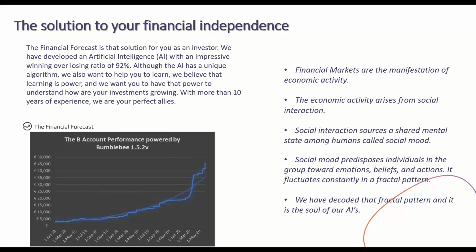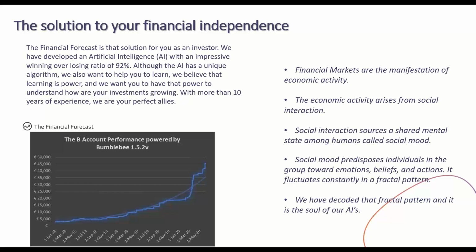And that is what we see in financial markets. Why? Because we need social interaction to create economy. If there is no social interaction, then there's no economic activity. So we need that. And of course, everything that involves humans involves emotions. Those emotions are shared by the group when we are in these kinds of activities.